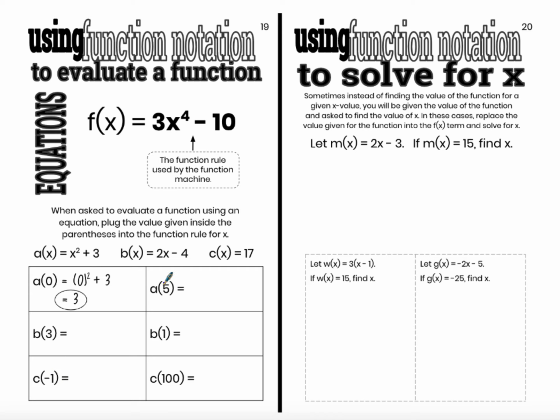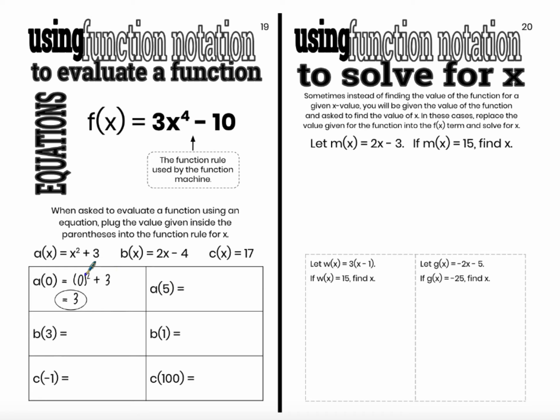On the left page, each of these is a situation where we're given the input. We know this because we have a value inside the parentheses, and we're asked what the output is of that function given the input inside the parentheses. So here we're asked what is a of 5? What is the output of the function a when the input is 5? That's just like we did here in this example.